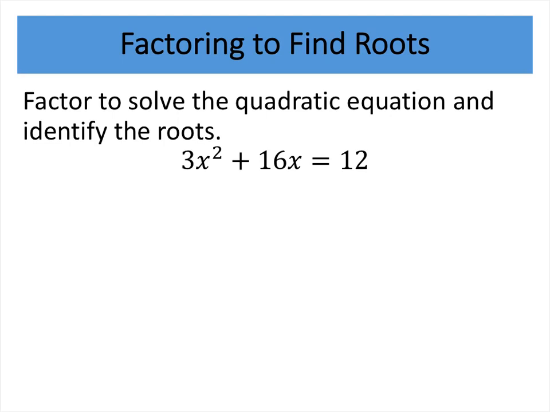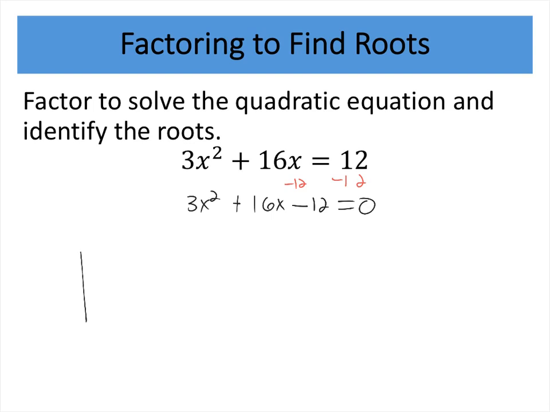So we're first going to talk about how to factor to solve a quadratic equation and then identify the roots. What's really important here is that our function is in the proper format. Right now, it is ax squared plus bx equals some number, and we need it to be in the proper format. So we've got to do a little bit of solving here, which means that we've got to subtract 12 from both sides, so we get 3x squared plus 16x minus 12 equals 0. It's really important that it equals 0 because then we can use the zero product property.